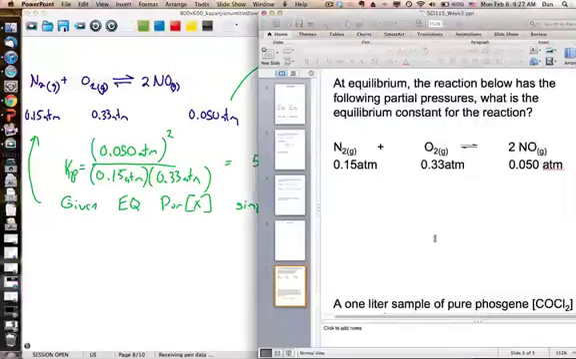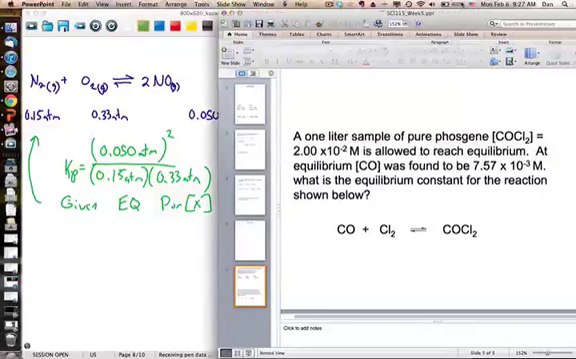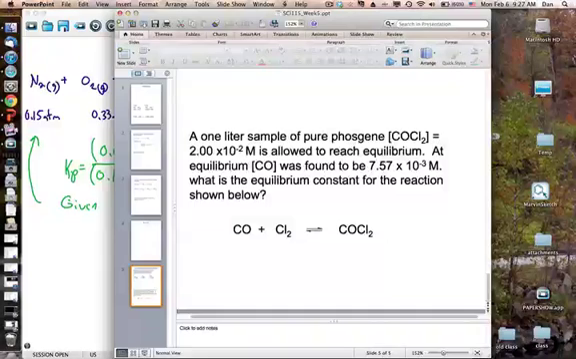Let's take a look at a slightly more involved version. A 1 liter sample of pure phosgene, COCl2, has a concentration of 2 times 10 to the minus 2 molar, and it's allowed to reach equilibrium. At equilibrium, the concentration of CO from the equation below was found to be 7.5 times 10 to the minus 3 molar. What is the equilibrium constant for the reaction?